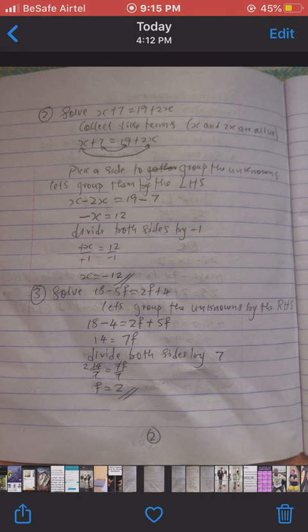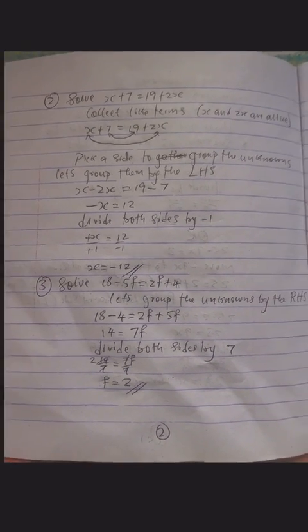So when you divide both sides by minus 1, this is to enable you cancel the minus that is attached to the unknown. Okay, you're left with x is equals to minus 12, and that's the answer. Now we have example number 3, which is 18 minus 5f is equals to 2f plus 4. Let me see. Yeah, it is plus 4.